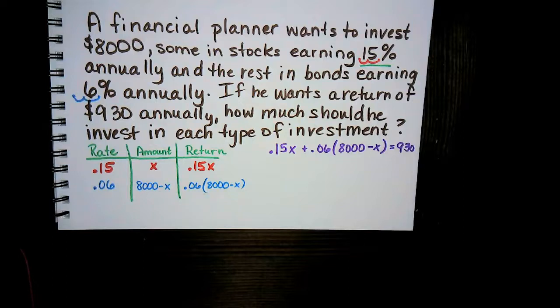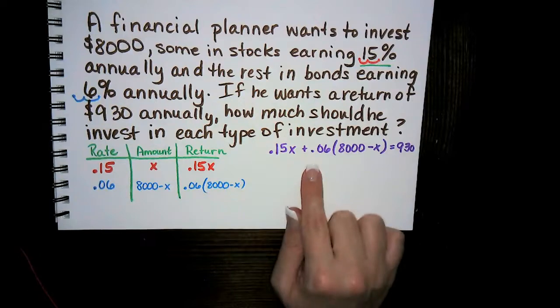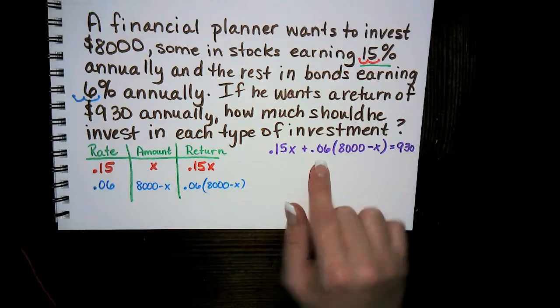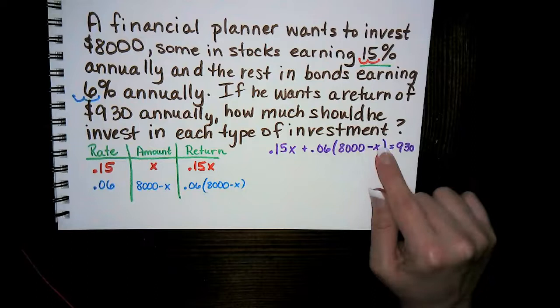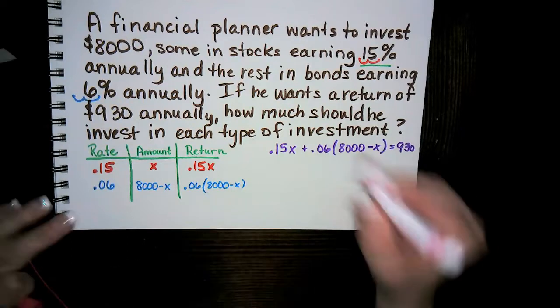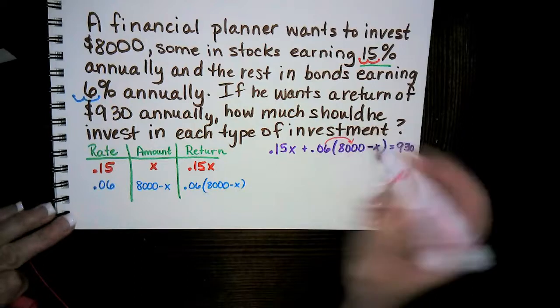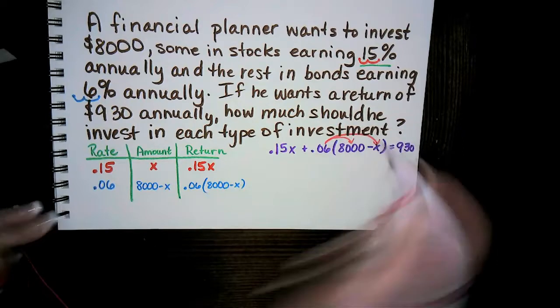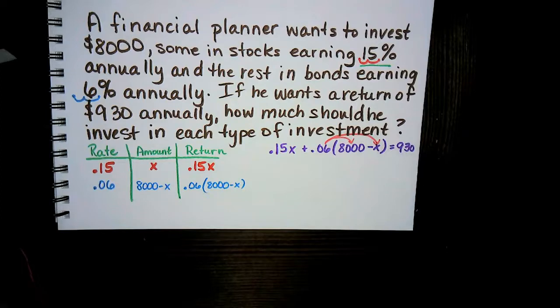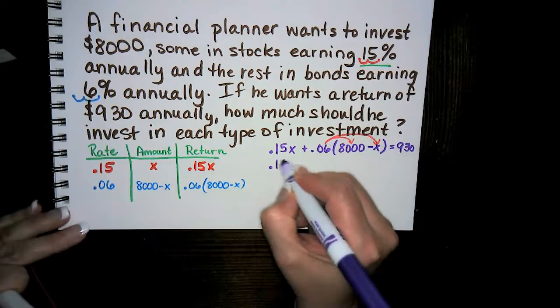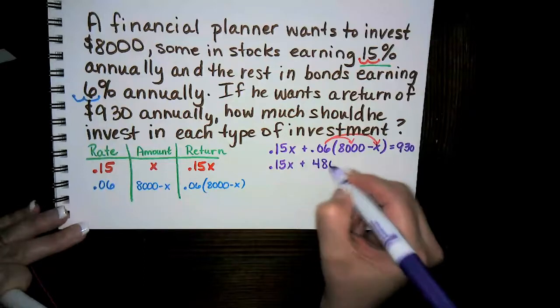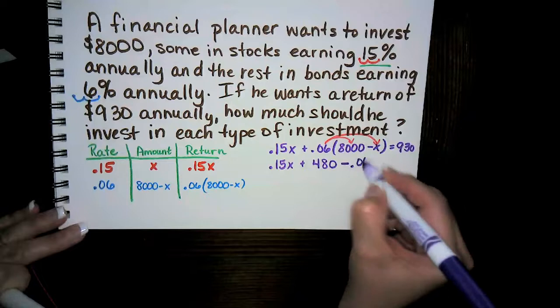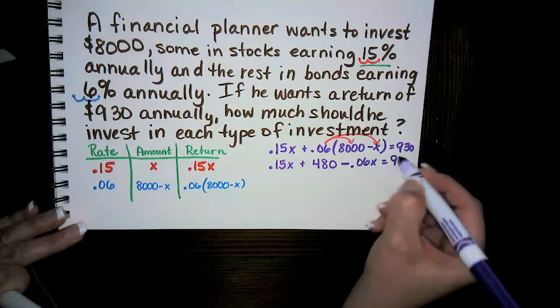Now, I'm going to deal with the decimals here in just a minute. But what I want to do first is to distribute this 0.06 to the parentheses. Feel free to use a calculator with 0.06 times 8,000. It should be 480. And then we've got the minus 0.06x, and I want it to equal 930.